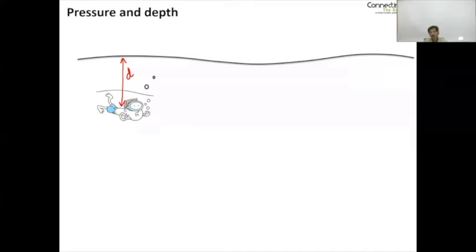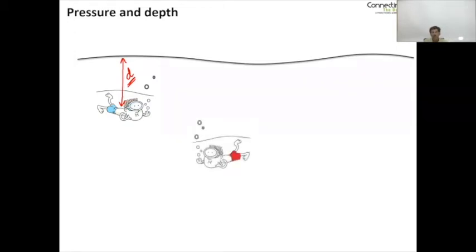And how much water is above him will be determined by how deep this boy is. So the pressure, which is the force per unit area experienced by the boy, depends on how much water there is above him when he swims. The greater the amount of water, the greater the pressure he will experience.